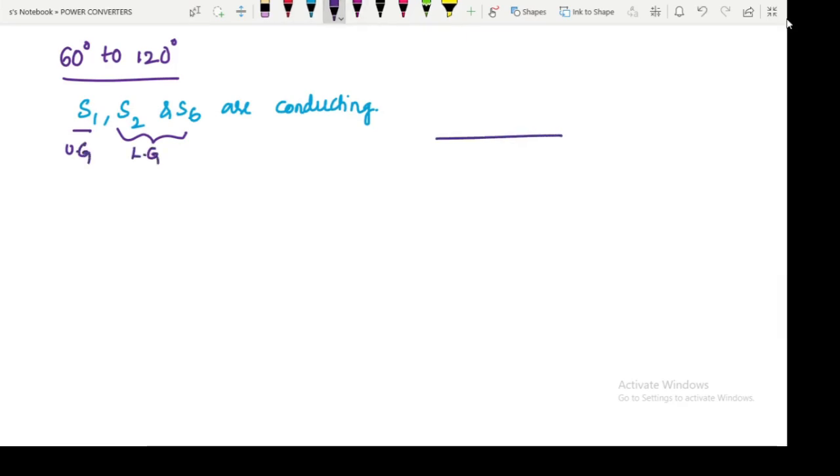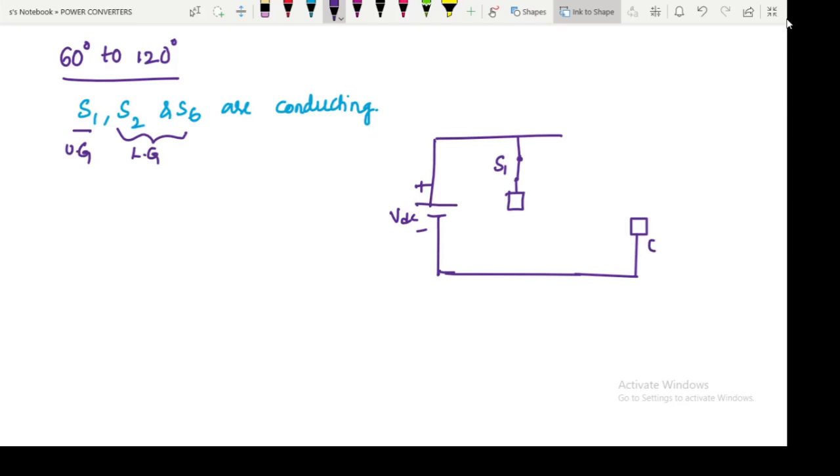So let us draw the circuit here. We have plus and minus VDC, the DC supply. And here we have one upper group switch, which is connecting for A phase. This is S1. And S2 is connecting for C phase here. This is C phase, this is A phase. And S6 is conducting for B phase. All these three connect at one point, which is called neutral.